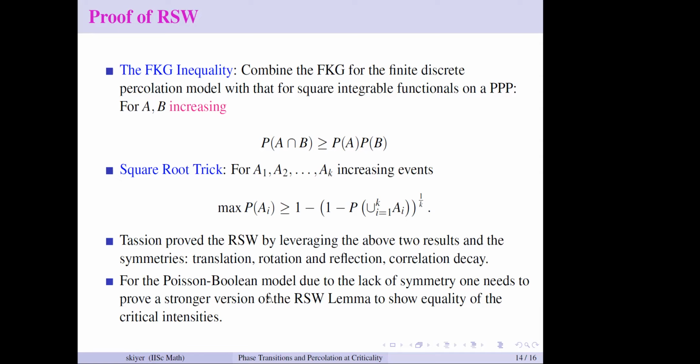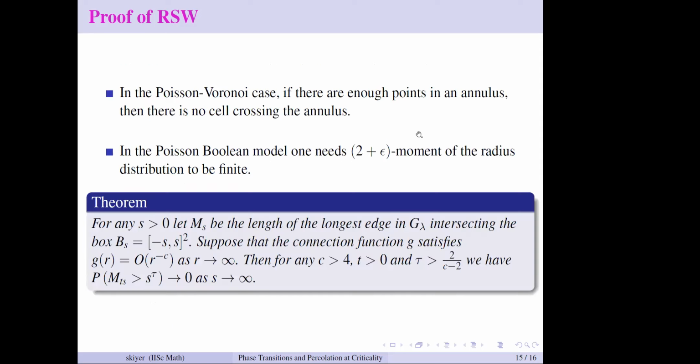Now, in the Poisson Boolean model, as I mentioned, you don't have the kind of symmetry that you have in the Poisson-Voronoi percolation, and one needs to prove a stronger version of the RSW lemma, which I will skip. Okay, so this correlation controlling: what happens in the Poisson-Voronoi case is that if you consider an annulus, and if you have enough points inside the annulus, then these cells don't cross that annulus. So that's the kind of trick that one uses in order to control the size of these cells. And in the Poisson Boolean model, this is done by looking at 2 plus epsilon moments.